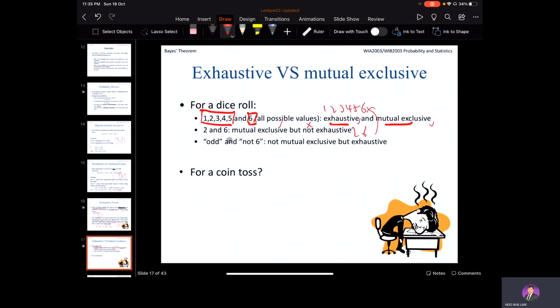How about this one? Odd and not 6. Odd is what? 1, 3, 5. Not 6: 1, 2, 3, 4, 5. Okay. Maybe this is not odd, this is even. All right, 2, 4, 6. That makes more sense, okay? If it's odd, it's actually wrong. Okay, even.